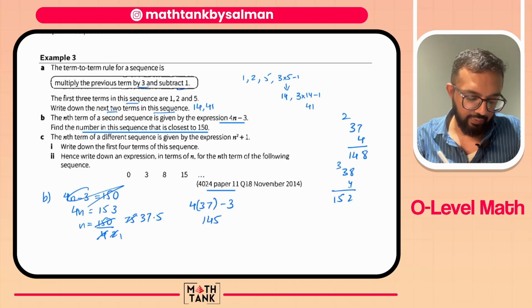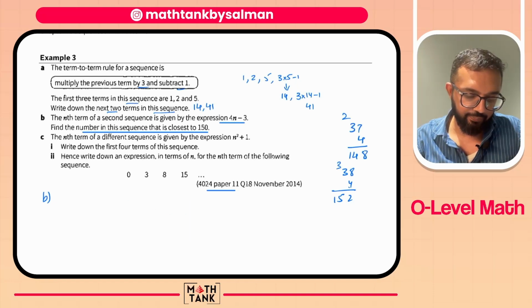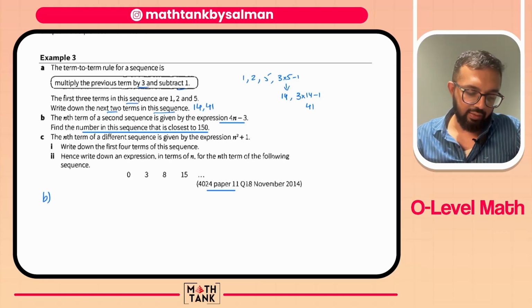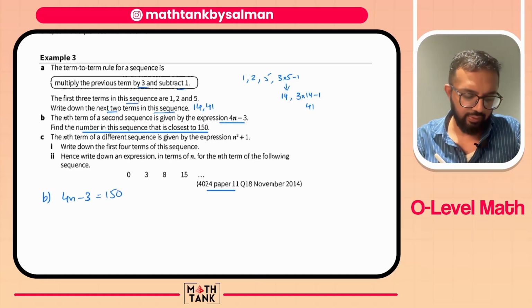Okay, I think I've solved this incorrectly. Let's solve this again. It says the nth term of the second sequence is given by the expression 4n minus 3. Find the number in the sequence that is closest to 150. So what I should do is just do trial and error on this and tell you which term is the closest.